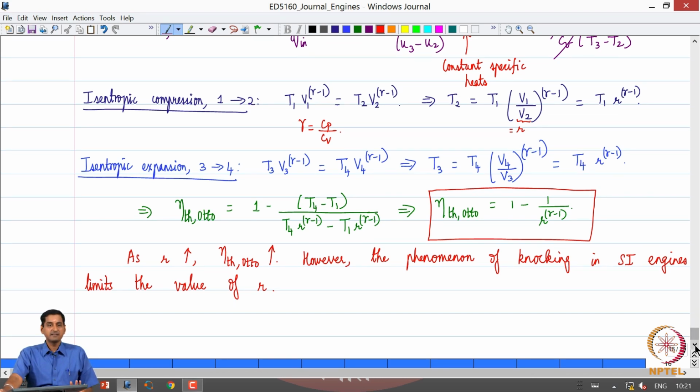To quickly summarize, in the air standard Otto cycle, we looked at the 4 processes. The main feature is that the heat addition process is assumed to take place at constant volume in the Otto cycle. We used simple expressions that we learnt in thermodynamics to derive an expression for the thermal efficiency. That is what we have done.